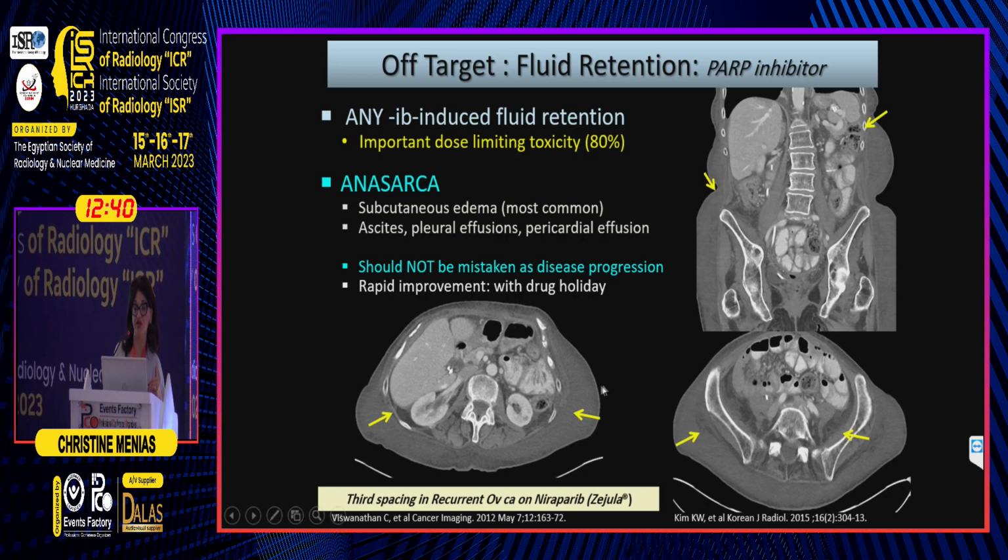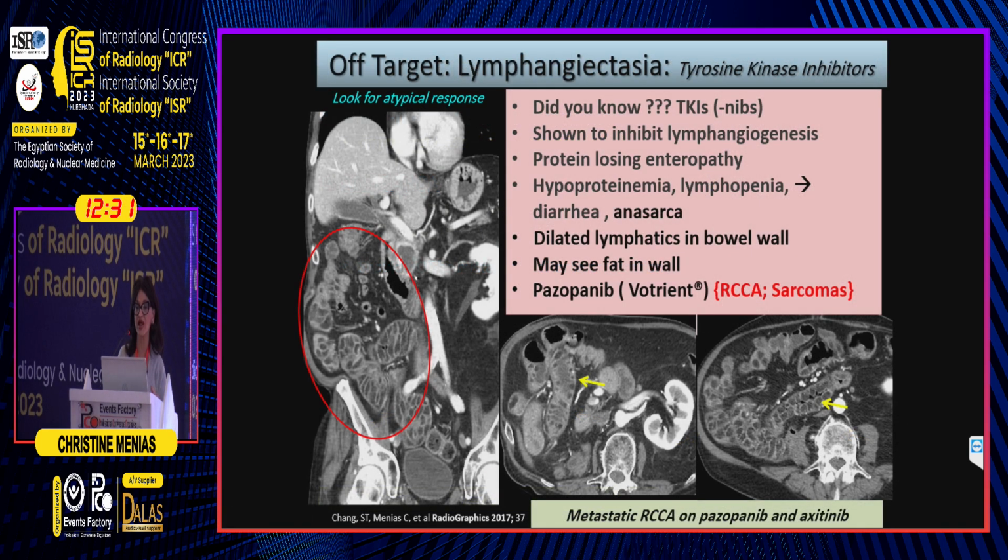Even if the tumor is decreased, they just can't deal with all this soft tissue, body wall, fluid overload. All right, another thing that you might see is lymphangiectasia. So it's very weird. The tyrosine kinase inhibitors inhibit lymphangiogenesis, which is needed for normal cell turnover. And so these patients present with diarrhea, significant diarrhea, protein losing.